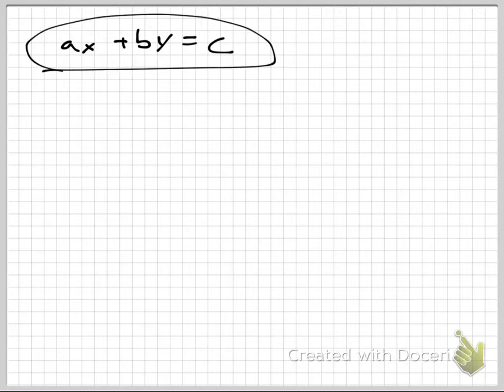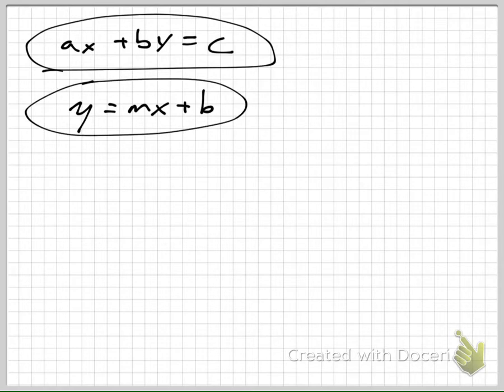It's another equation. What is standard form again? AX plus BY equals C. Standard form. You have to memorize that. What is slope-intercept form again? Y equals mx plus b. Slope-intercept form. Today we're going to learn what's called point-slope form.